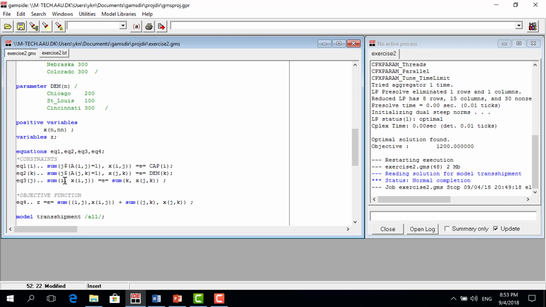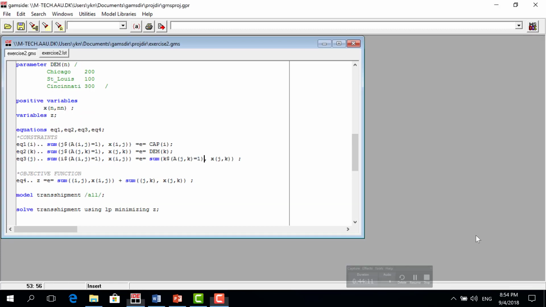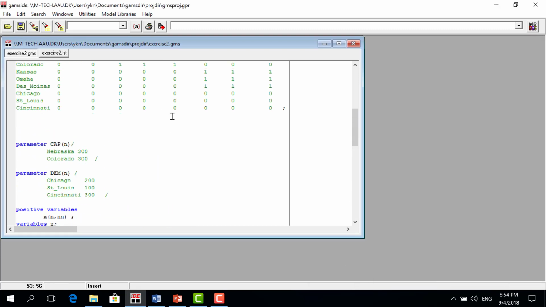And here we have also if A(I,J) equal to 1, but here we have if A(J,K) equal to 1. I hope this will be sufficient to tell the model that there is no way to deliver from supplier to another supplier or supplier directly to final destination. And let's start to run the model once more.